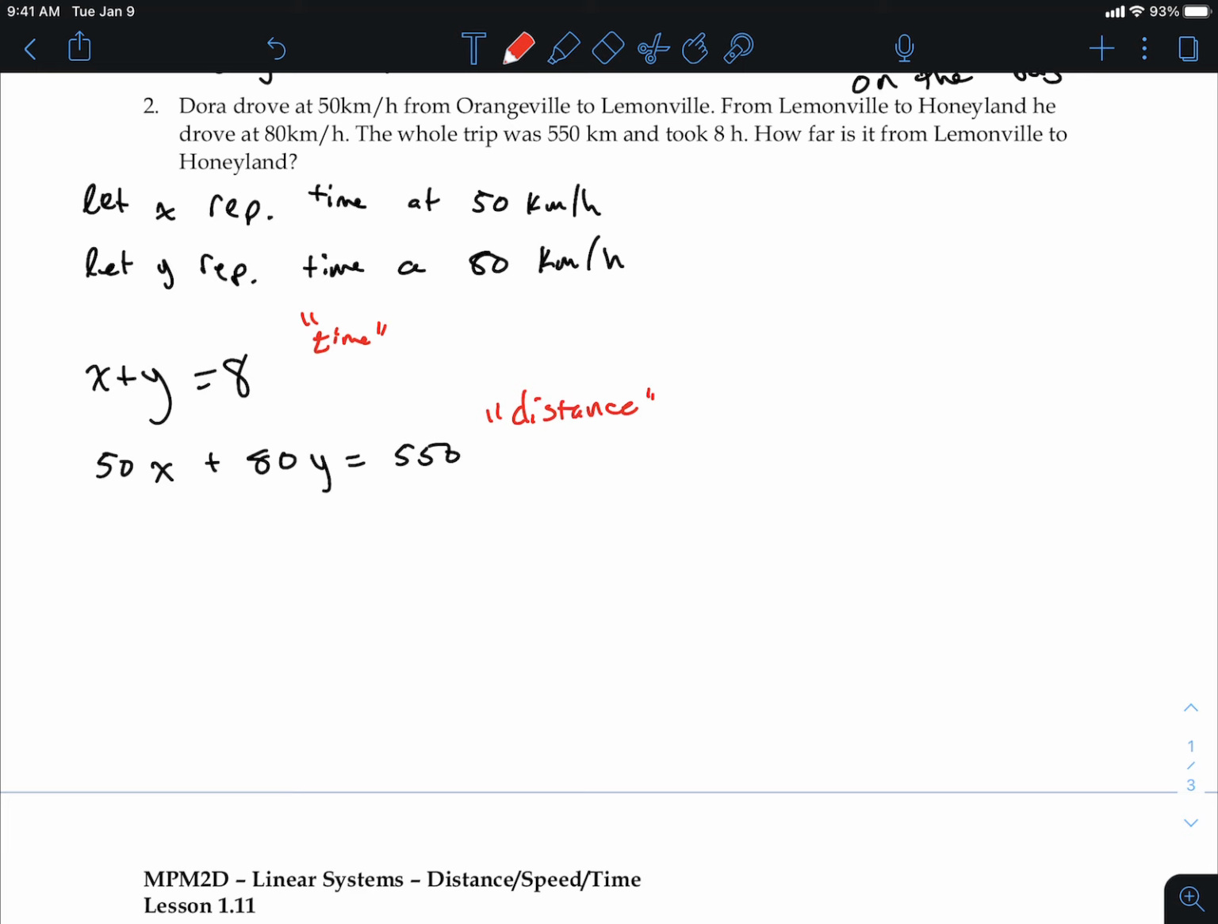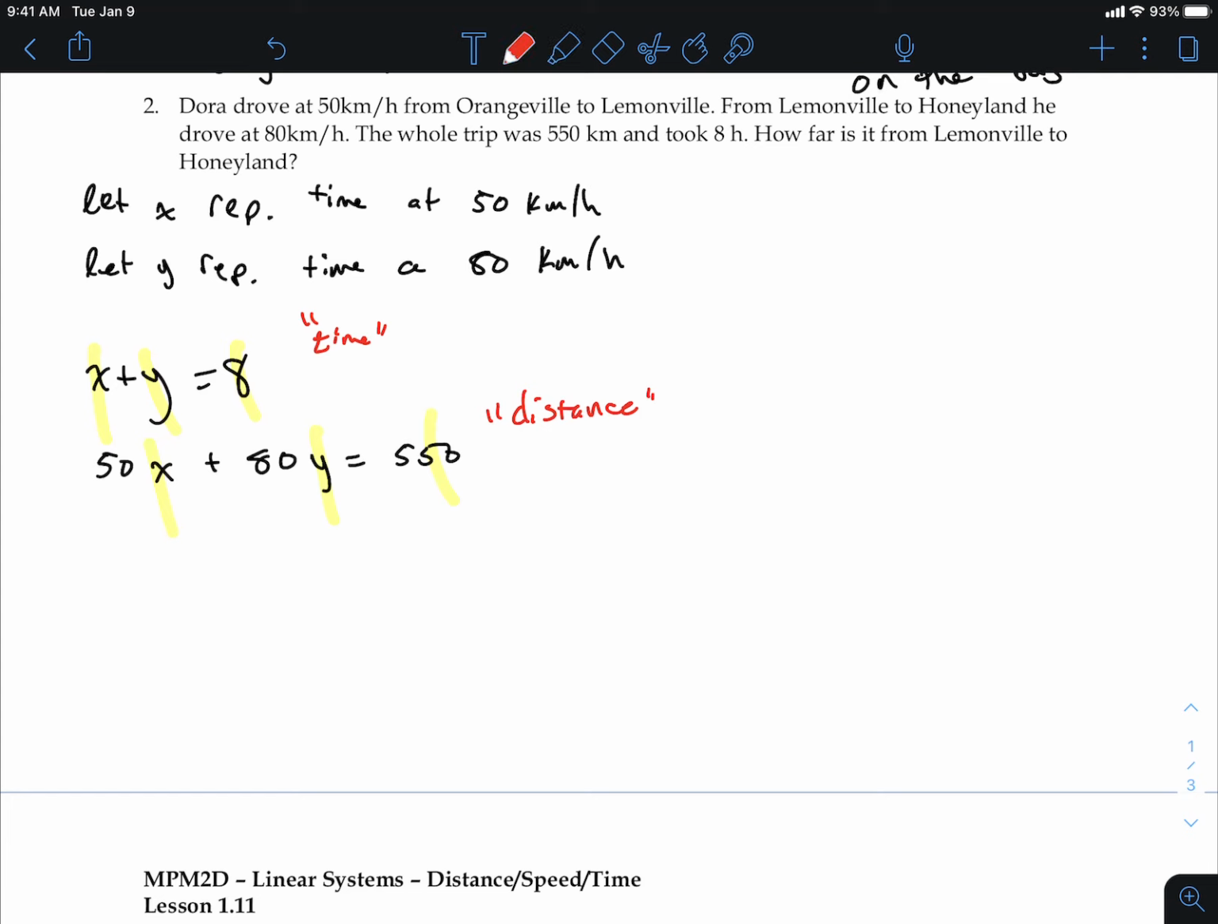You can do whatever you want at this point. The two equations are lined up kind of nicely: x's with x's, y's with y's, and a number with a number. You could do that and eliminate, or you could do substitution. You kind of get the best of both here. It doesn't matter to me, whatever's going to be easier.